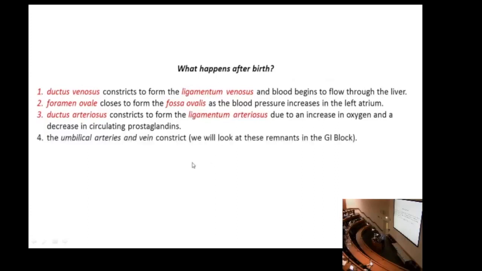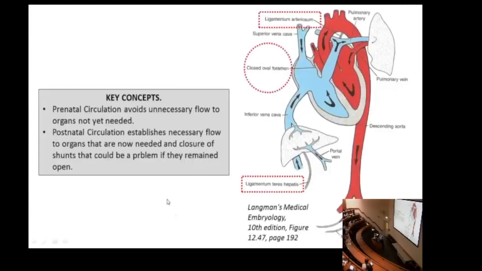And then also the umbilical arteries and vein are going to constrict, but we're going to talk about this in the GI block when we look at the inside of the abdominal wall. So the key concept here is that prenatal circulation avoids unnecessary flow to organs that are not yet needed. And postnatal circulation establishes the necessary flow to the organs that are now needed. And those shunts that were prenatal get closed. And there are actually factors like bradykinin and prostaglandins and things like that. Oxygen tension plays a role as well that tells these structures to constrict and to shut off.